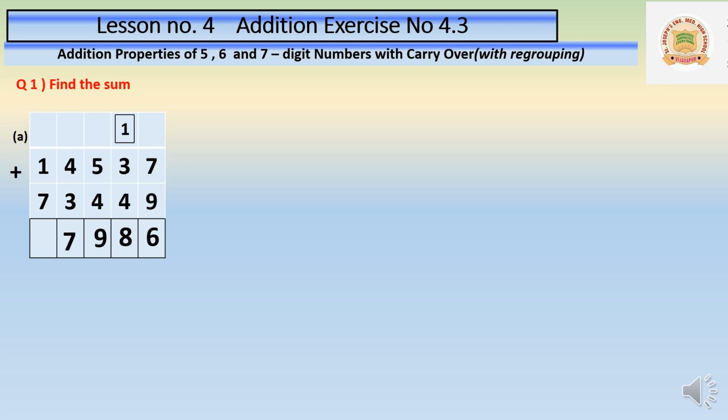Again, 10,000's number 1 plus 7, 8. The answer is 87,986. This is the answer. Let us take the next question.